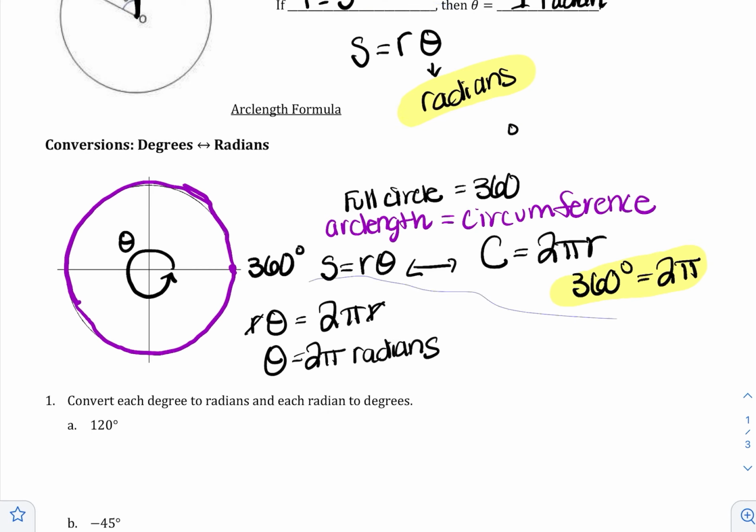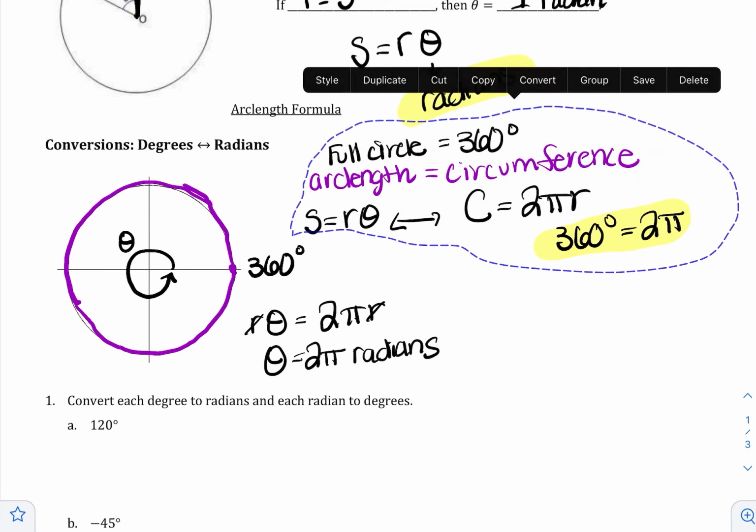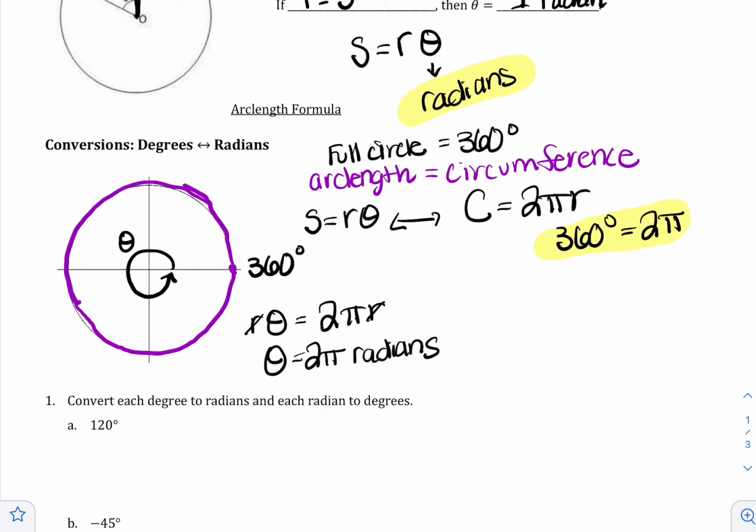And so the first one is going to be, if I divide both sides by 360, so I have 360 is equal to 2 pi, I divide by 360, then I get that 1 degree is equal to pi over 180. So anytime you want to go from degrees to radians, you multiply the degree by pi over 180. I'm going to put this to the test in the problem.